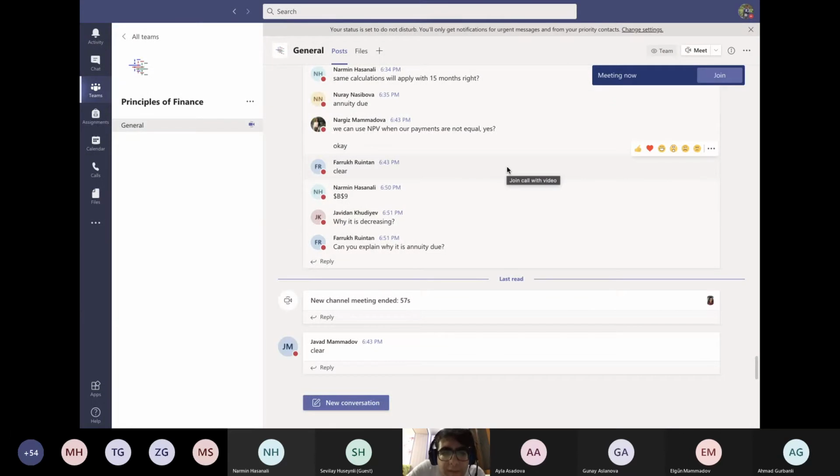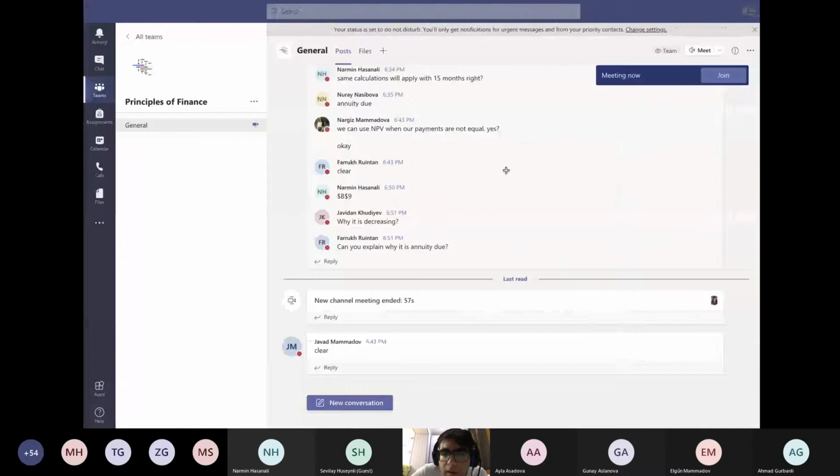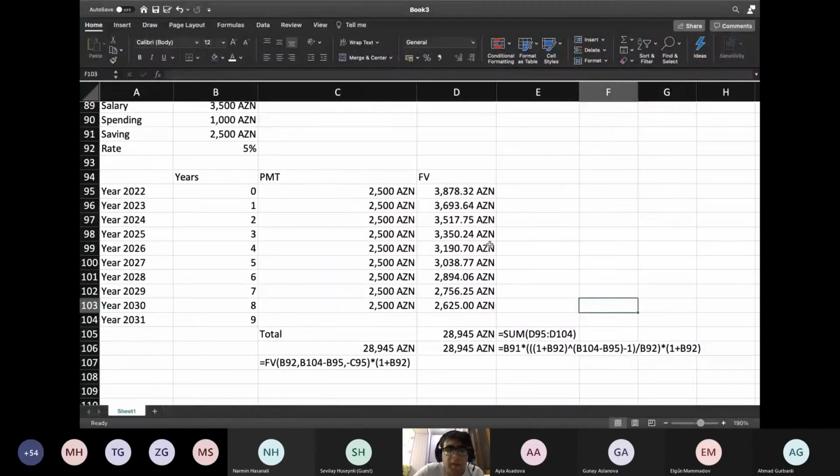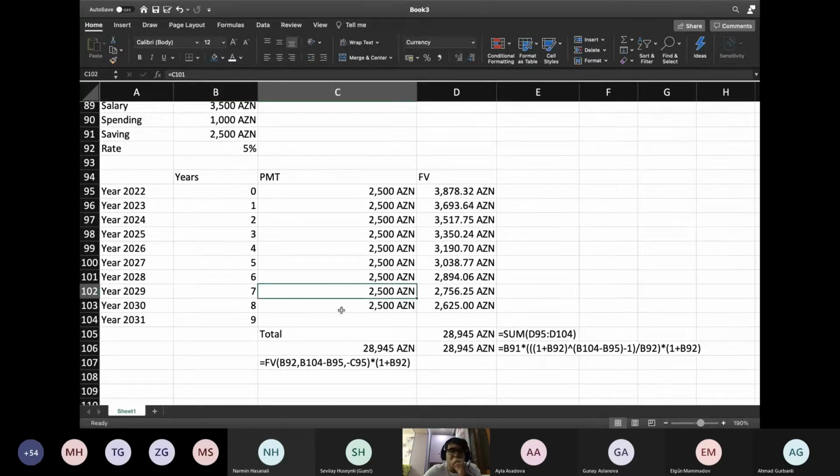Any questions? Why it is decreasing? Javidan says, well, because when we approach to the last year, we have less compounding periods. Therefore, the investment 2500 az compound olacaq.